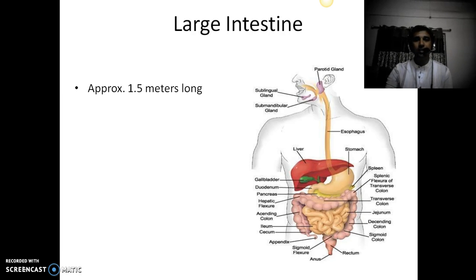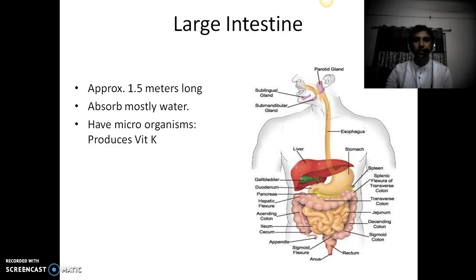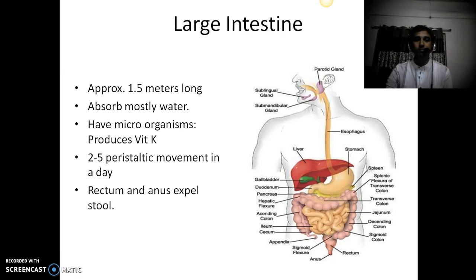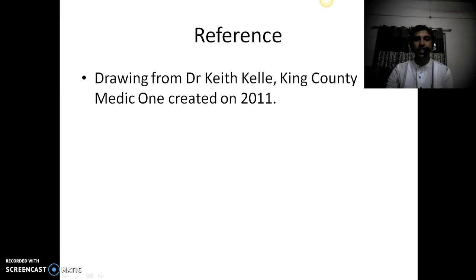After ileum there is large intestine, which is approximately 1.5 meter long. It absorbs mostly water because other things are already absorbed till this point. It has some microorganisms which are important in the production of vitamin K and digestion of the remaining part. It has around 2 to 5 peristaltic movements a day, which is the initiation for the defecation process, that is the removal of stool from the body. Finally, the rectum and anus expel out the stool from the body.